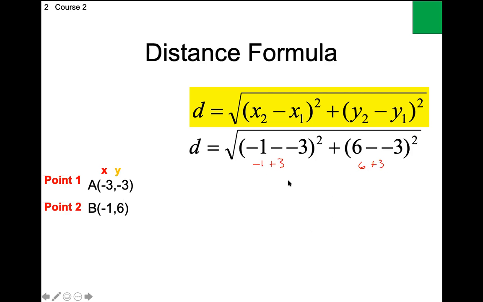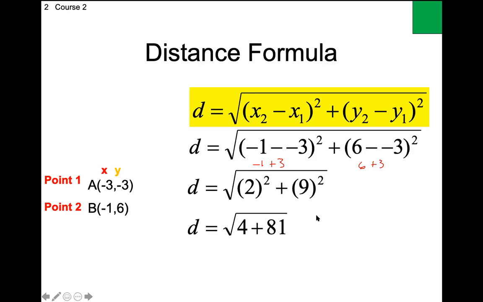-1 plus 3 is 2. 6 plus 3 is 9. It gives me a 4 and an 81. Apparently we like 81 today. 4 plus 81 is 85.